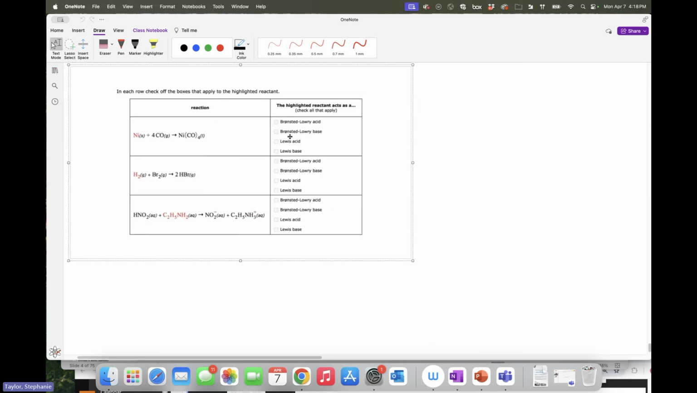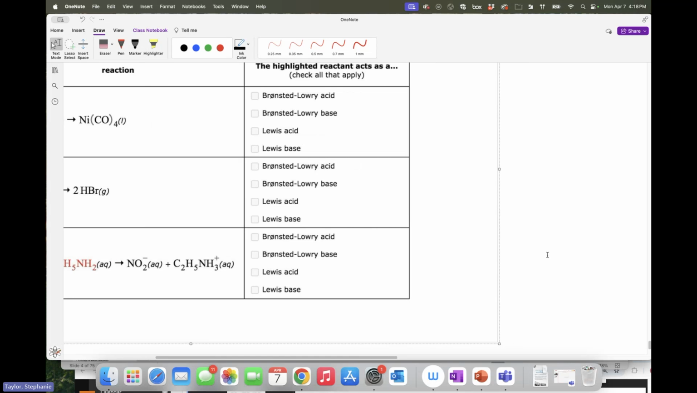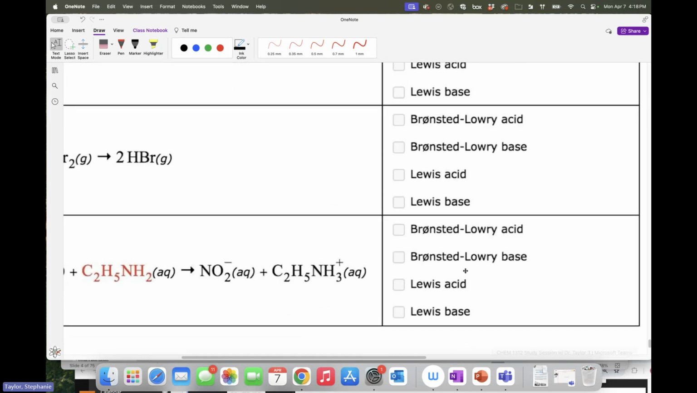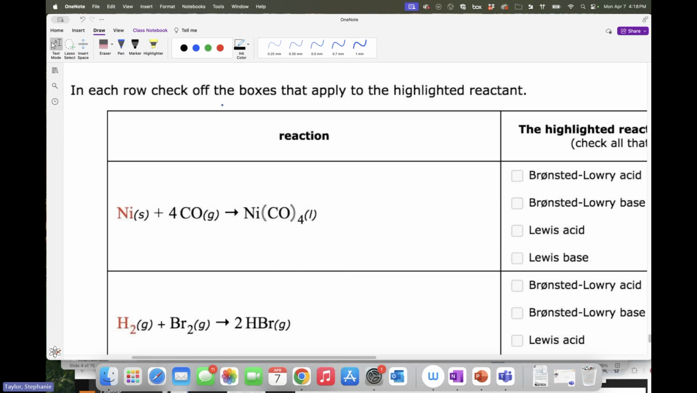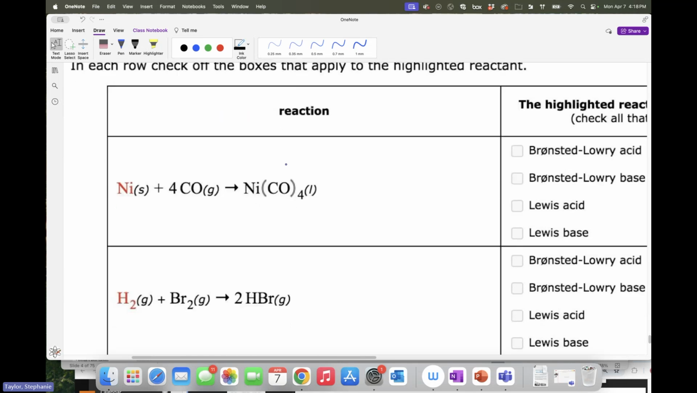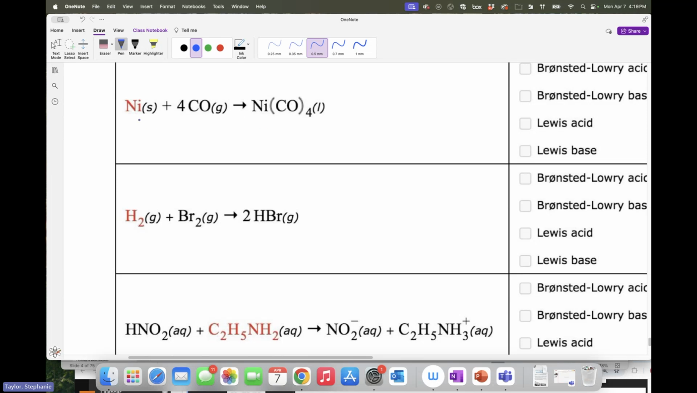So this is, let me make this bigger. This is out of Alex, by the way, if you can't tell. So this is an Alex question, so I don't feel bad to use the Alex question. And it's got something highlighted, and basically the original Alex question said, in each row, check the boxes that apply to the highlighted reactant. So thinking about what I've said before, nickel, I'm looking for things that are potentially metals.